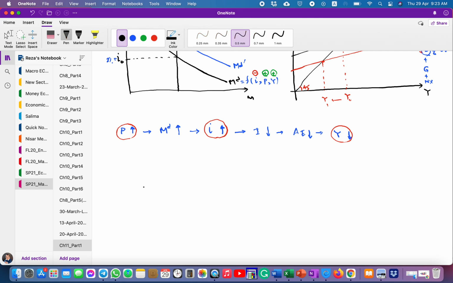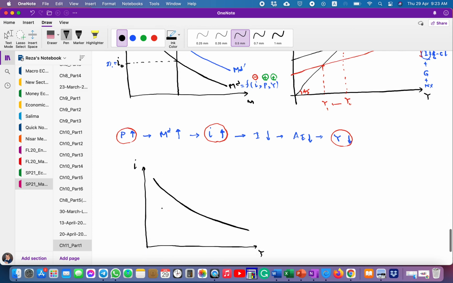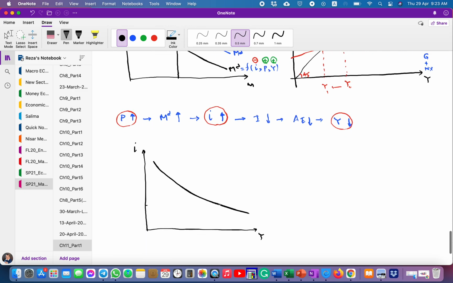So we can draw it. We can have Y and the interest rate, and this is going to be downward sloping. Why? Because initially the interest rate was I0, Y0, and now it increased to I1, and output reduced to Y1. So there is an inverse relationship between the two. This we call the IS curve.